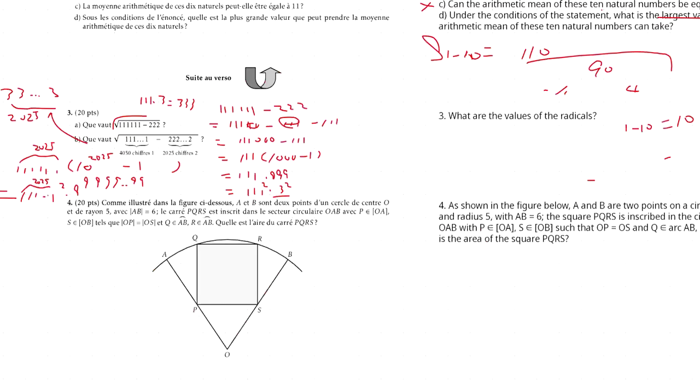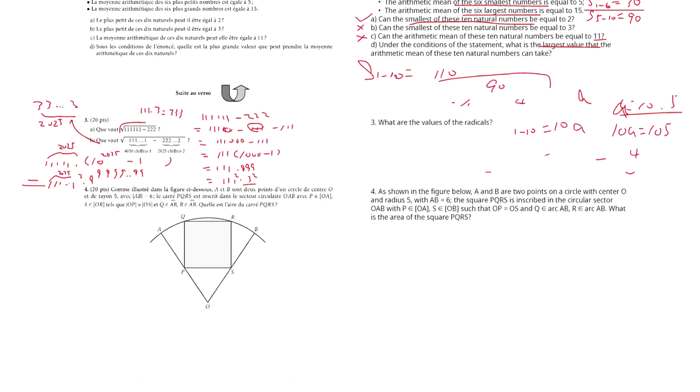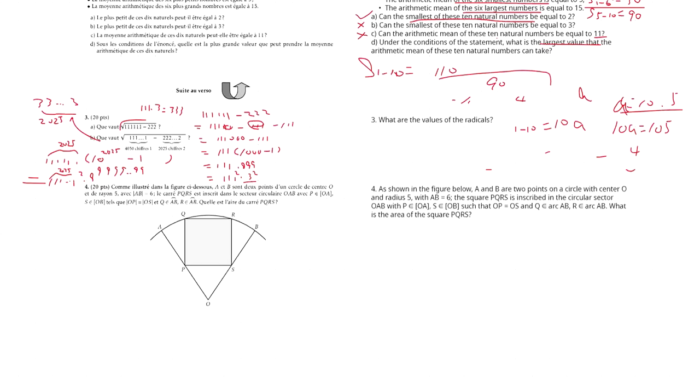Now you have similar triangles and a circle. So that's a little bit more difficult than the geometry questions in the midi level. It says that A and B are 2 points on the circle, and the circle has a center at O, and a radius of 5. And it says AB is 6.